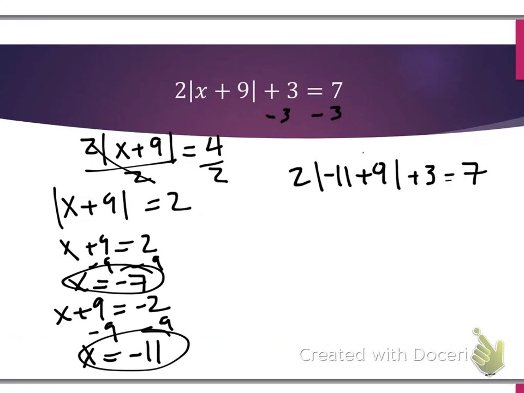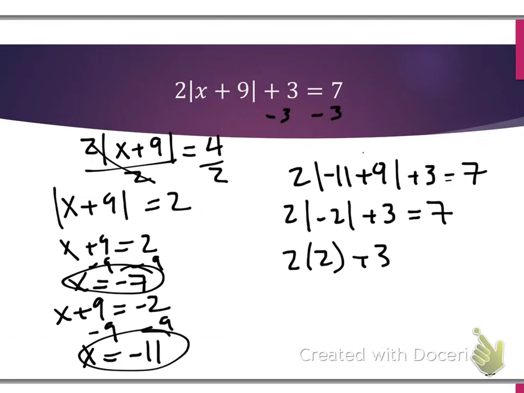Okay, so I took out the x, I put negative 11 in. Negative 11 plus 9, we got negative 2. The absolute value is going to make it positive, so now it's 2 times 2, which is 4. 4 plus 3 is 7. So you can see how both of them worked again.